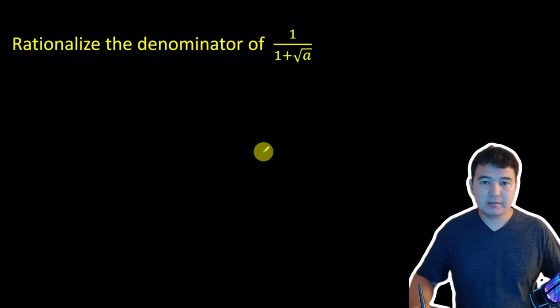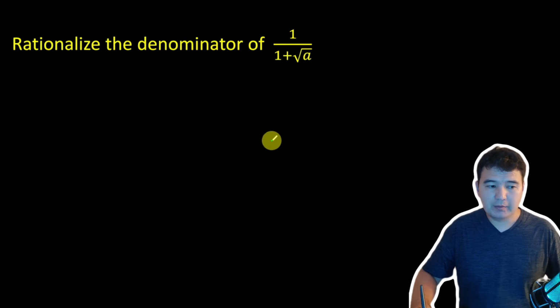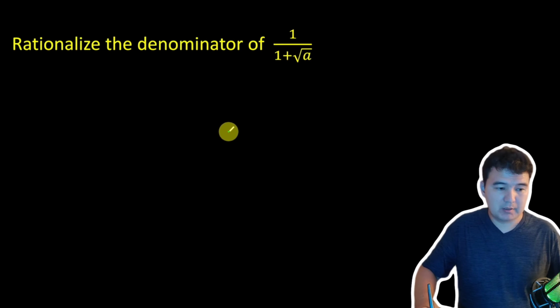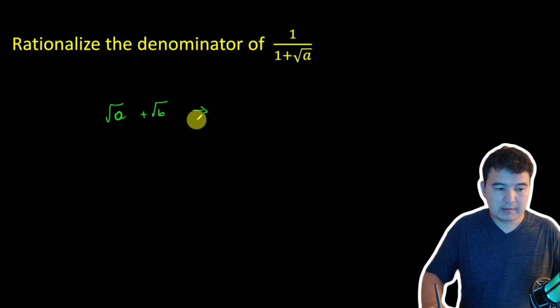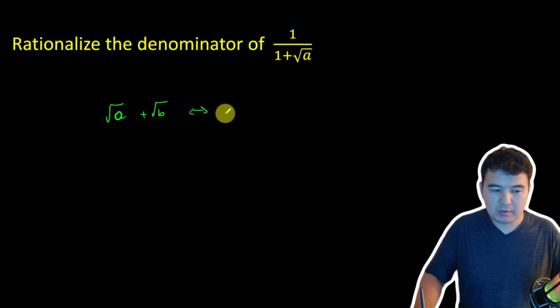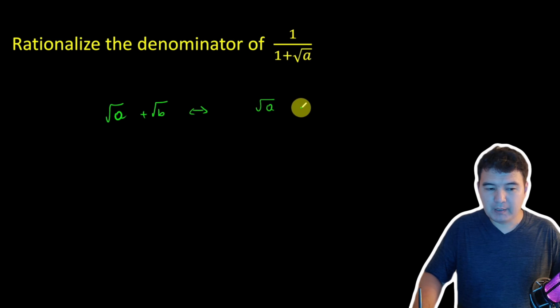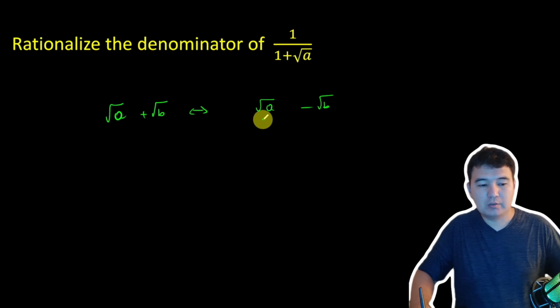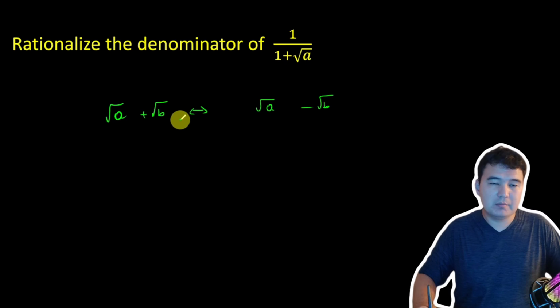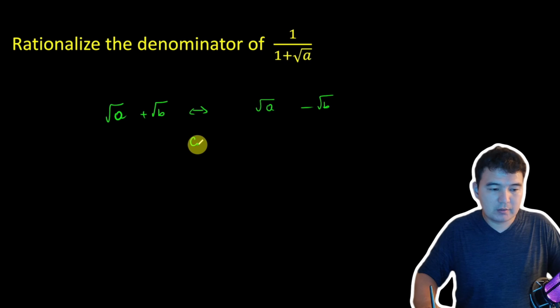The next thing is you should be very well familiar with the concept of the conjugate of a number. Usually it's a number with square roots, in our case. So the conjugate of square root of a plus square root of b is going to be square root of a minus square root of b. These two numbers are called conjugates of each other.